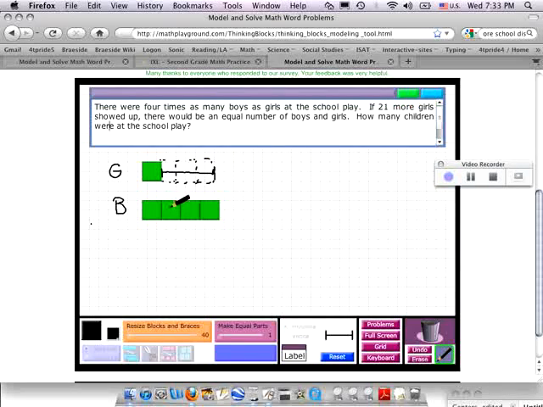the value of these 3 blocks, the difference here, must be 21 because the boys have 21 more. Because if 21 more girls came, they would be equal. So the value of these 3 blocks combined must be 21. So each block would be 7, because 21 divided by 3 blocks would mean each block is 7. Now, to find the total, you would just add it all. 7, 14, 21, 28, 35.